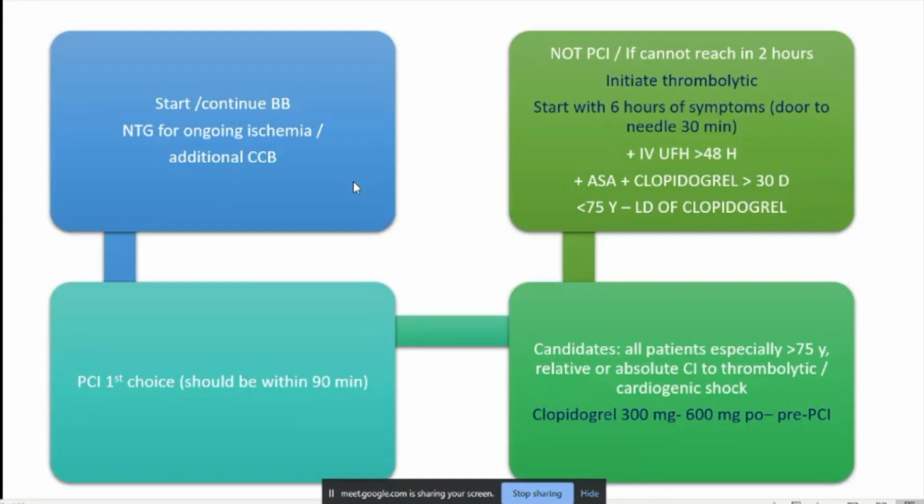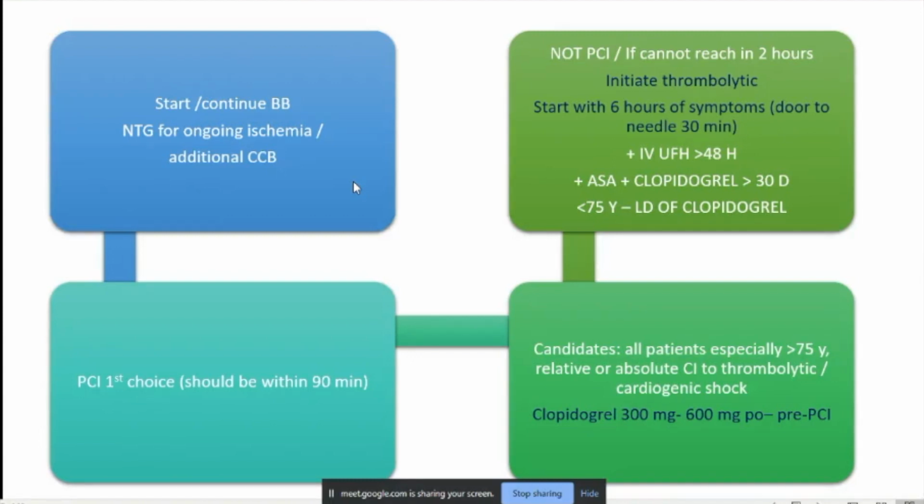Now, if the myocardial ischemia is ongoing, then we add oral nitroglycerin, and if it persists despite nitroglycerin and beta blockers, we add calcium channel blockers. So the first part is similar to what we did in the long-term treatment of angina, right? There is not much difference here.